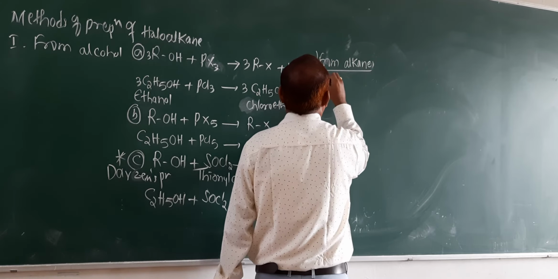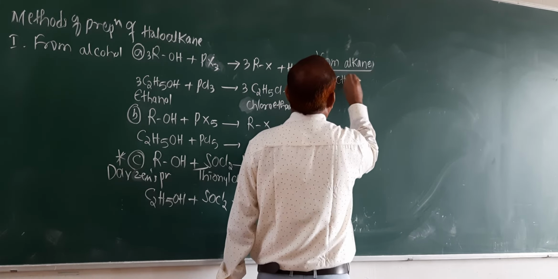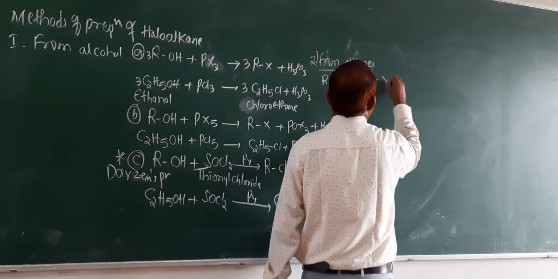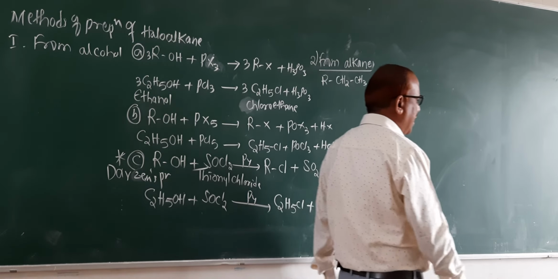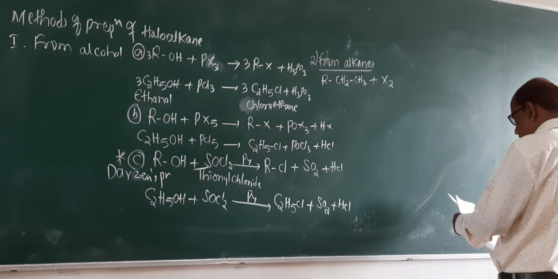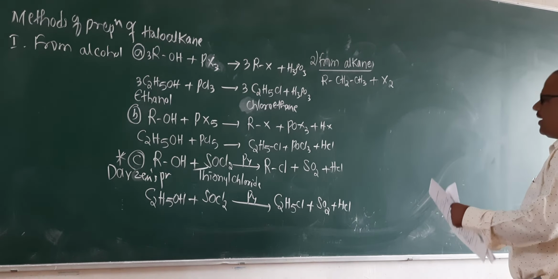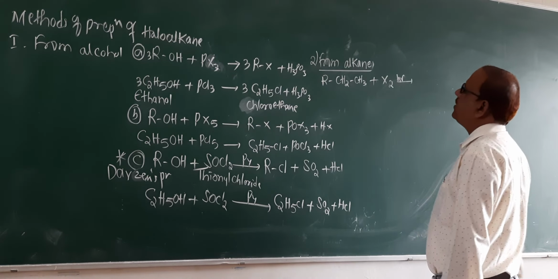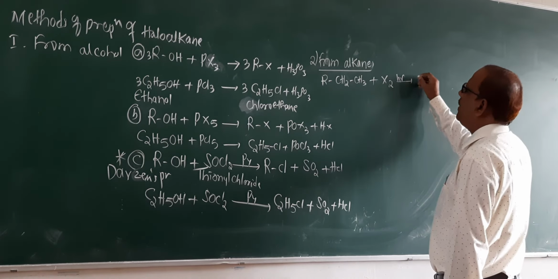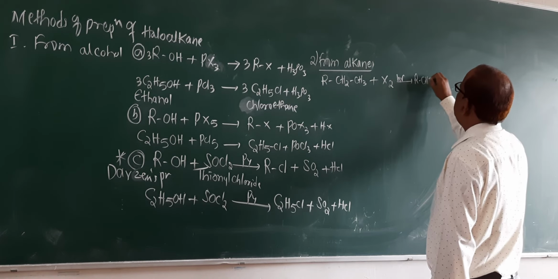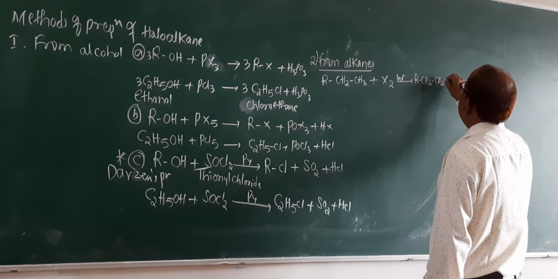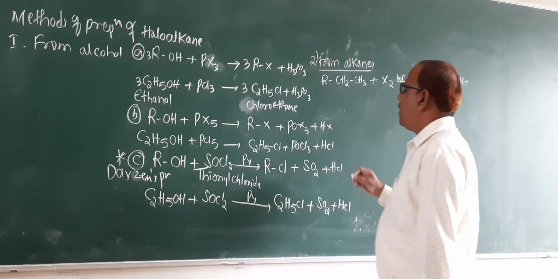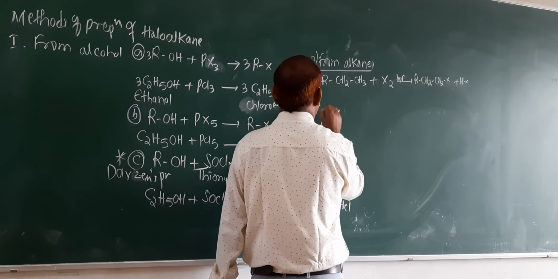When an alkane, RCH2CH3, is treated with any halogen like chlorine, bromine or iodine under sunlight, you will get a substitution product, that is RCH2CH2X, formed with the removal of HX. You can take an example for better understanding.